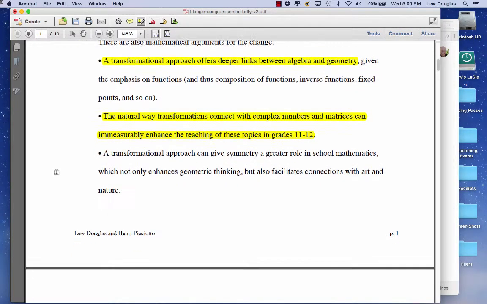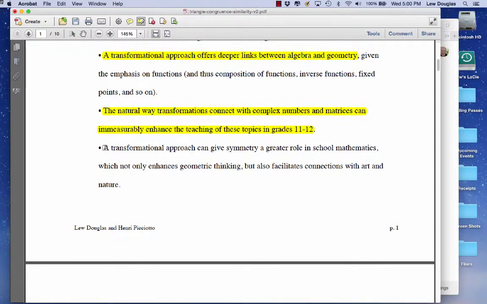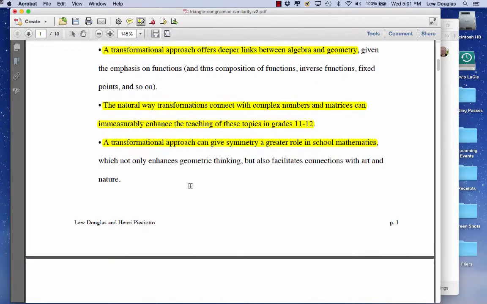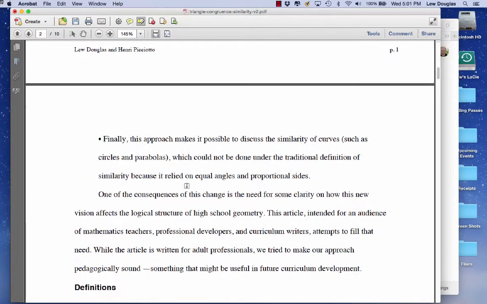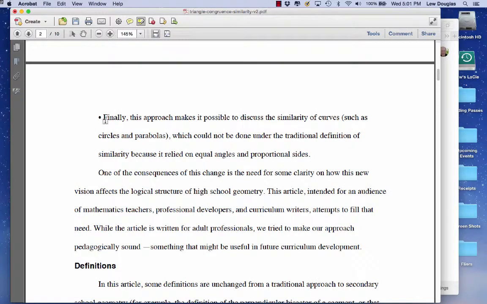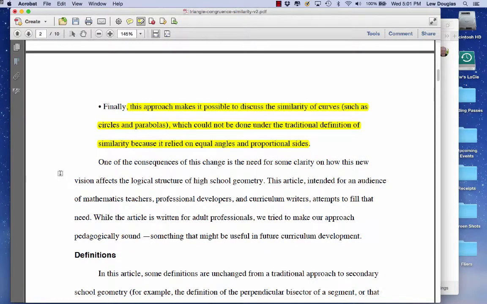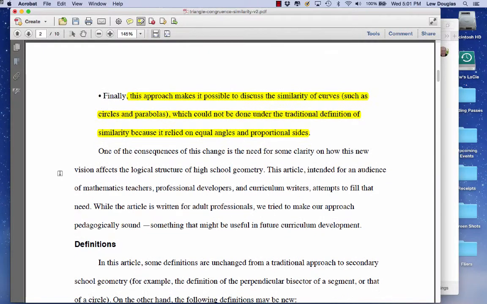All right. And a transformational approach can give symmetry a greater role, and we already started talking about that. And finally, and very importantly, this approach makes it possible to discuss similarity of curves, which could not be done under the traditional definition. And in fact, we can do that. We can talk about similarity of circles and parabolas and things like that.